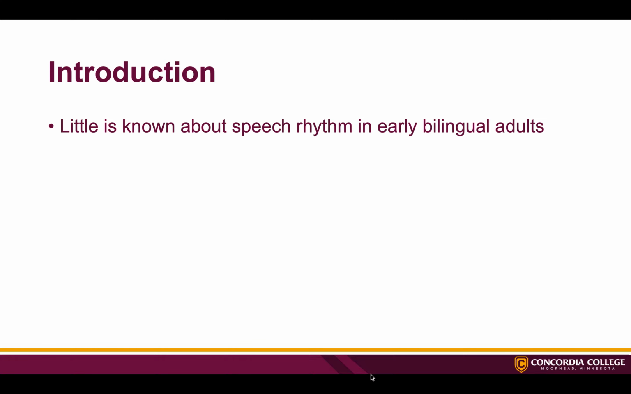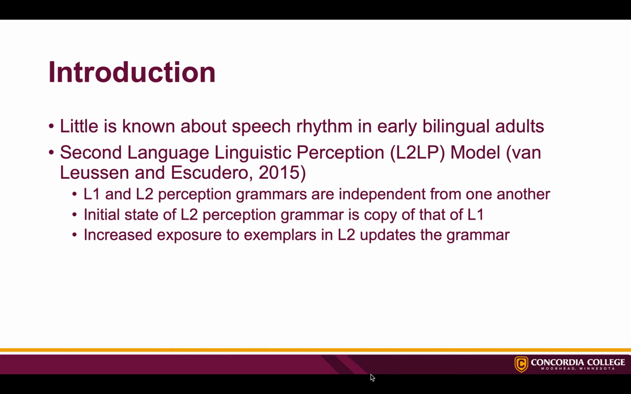Then we have the initial state of the L2 perception grammar is a copy of that of the L1. And as the individual is increasingly exposed to exemplars from the L2, those categories are then updated in the L2 grammar. And the L2 grammar may be observed empirically through production. In other words, we can see the state of the categories in the L2 grammar through production.